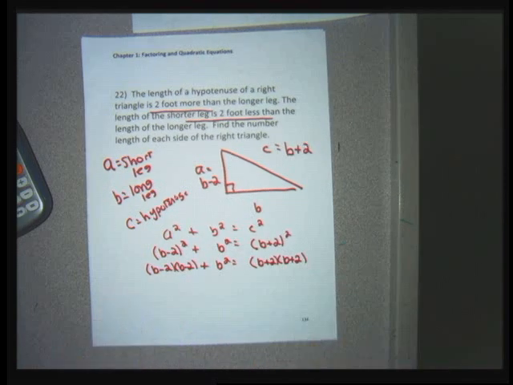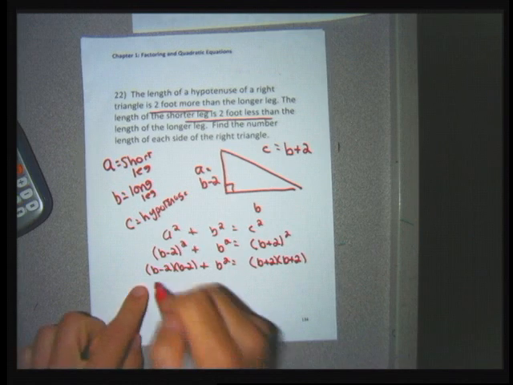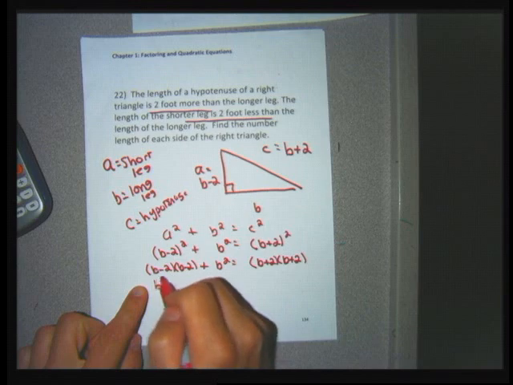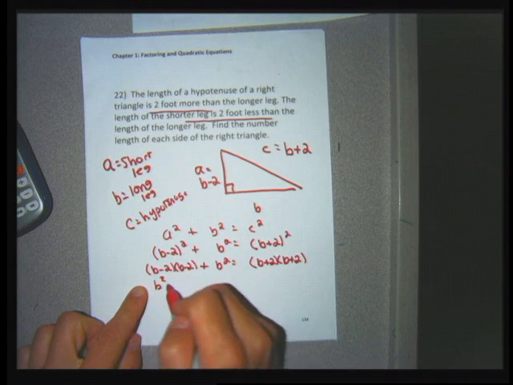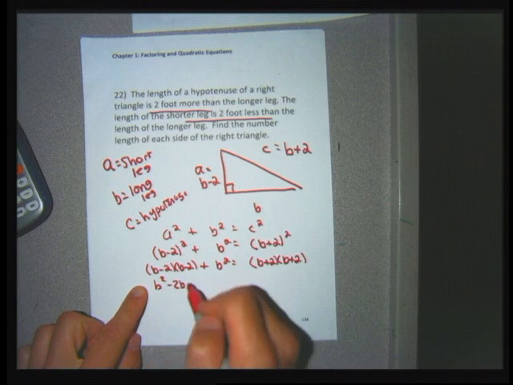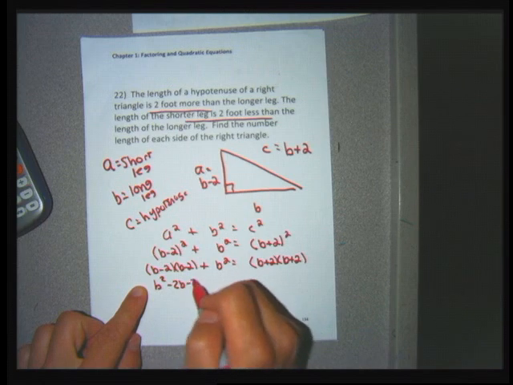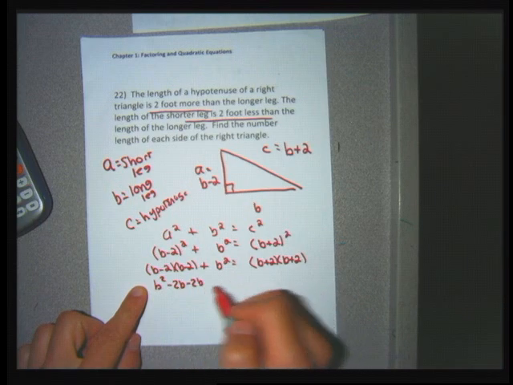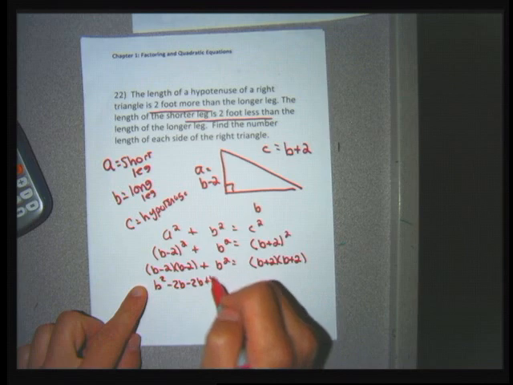Oh, this is going to be a tricky problem, which is not such a bad thing. It's one of these problems that the factoring is going to be so easy that it's hard for you. So FOIL this. First, b times b, b squared. Outers, b times minus 2, minus 2b. Inners, minus 2 times b, minus 2b. Last, minus 2 times minus 2 is positive 4.